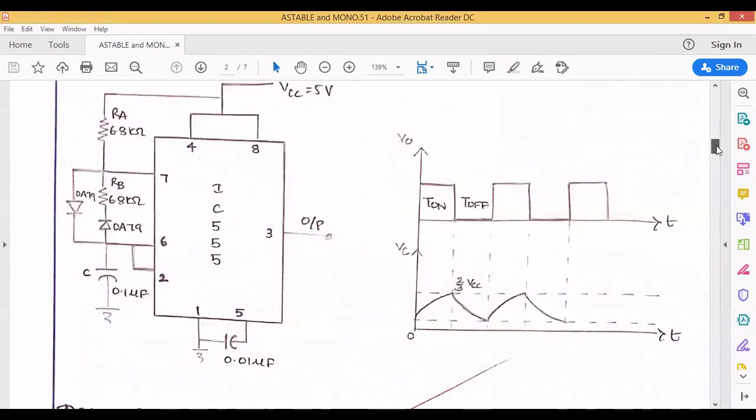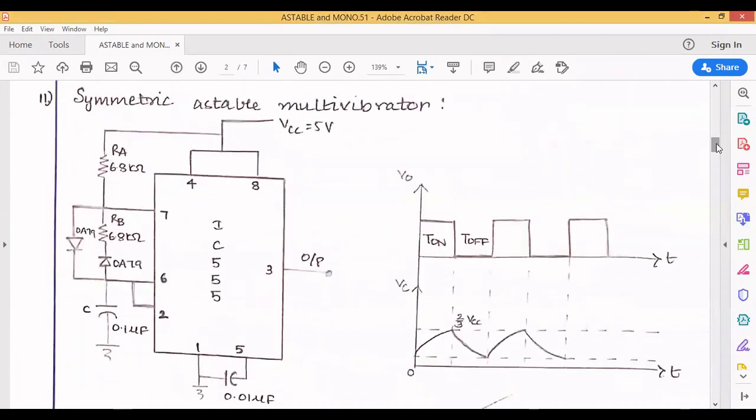Similarly, next is the symmetric astable multivibrator. Why is it called symmetric? I already told you: when T on and T off are equal, that time we call it symmetric. Asymmetric means either T on is greater than T off or T off is greater than T on. Here in the symmetric, both are equal, as you can see in the waveform. So here again RA and RB are equal.